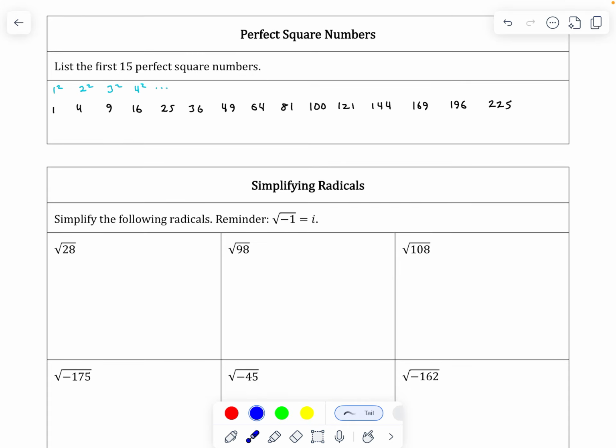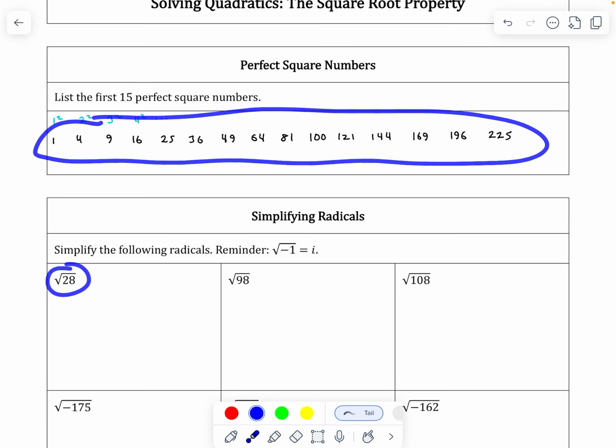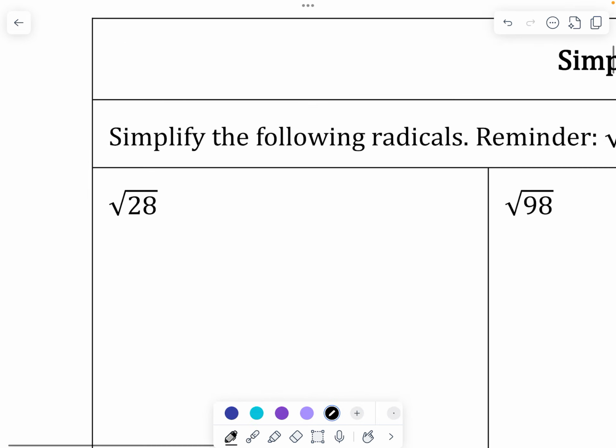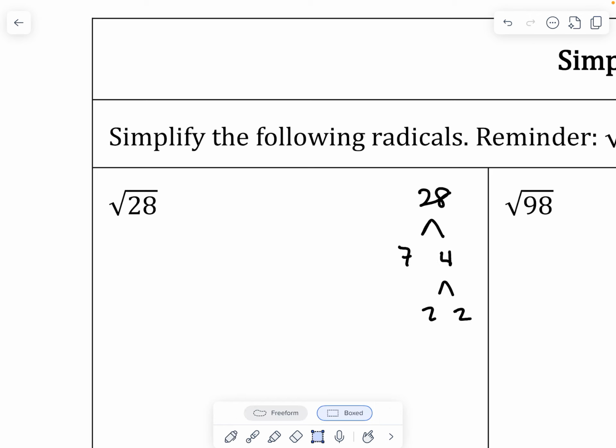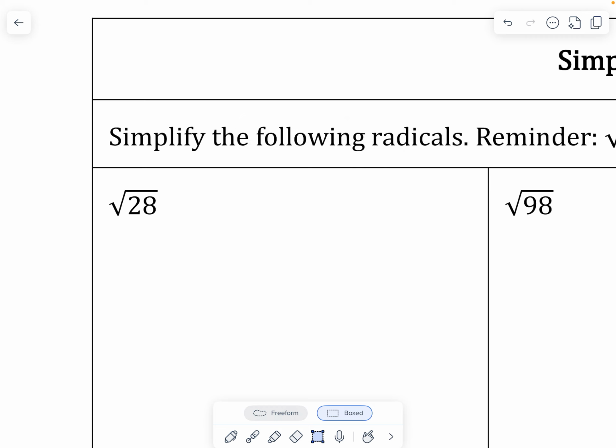So what you'll notice here, I'm going to take the square root of 28, but 28 is not on this list. It is not a perfect square number. So we can't square root it evenly, but we can break it apart. Now, some of you may have been taught to use a factor tree, right? 28 is 7 times 4, and 4 you could break into 2 and 2, and you could simplify it that way, yes. That is foolproof. It will always work. However, I want to teach you a more efficient way, but it requires that you're comfortable with the perfect square numbers.